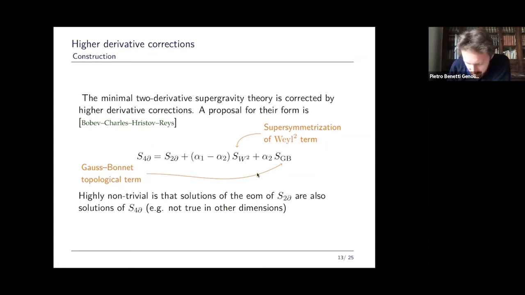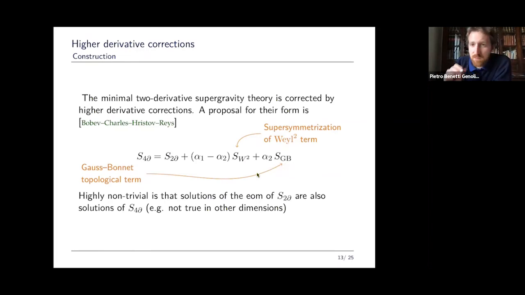So it's formed of two actions. One is a supersymmetrization of the Weil square term. So it starts with Weil tensor squared, and then it's supersymmetrized in the sense that it's invariant under the supersymmetry transformation. So it contains F squared, it contains F to the 4th, it contains R times F squared, it contains various terms. And then you have the Gauss-Bonnet term.